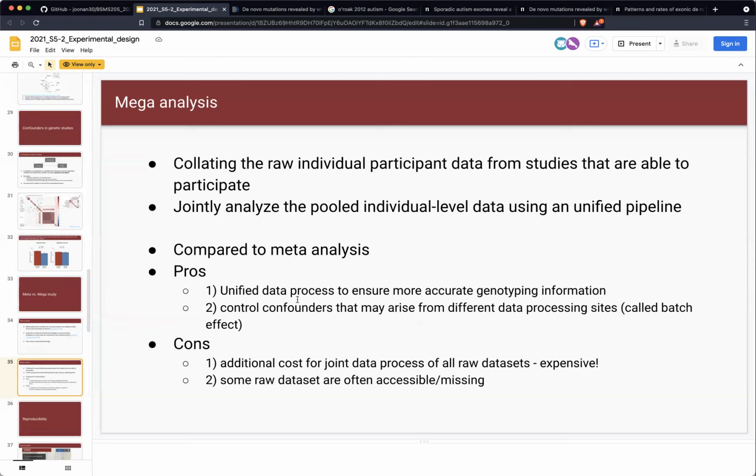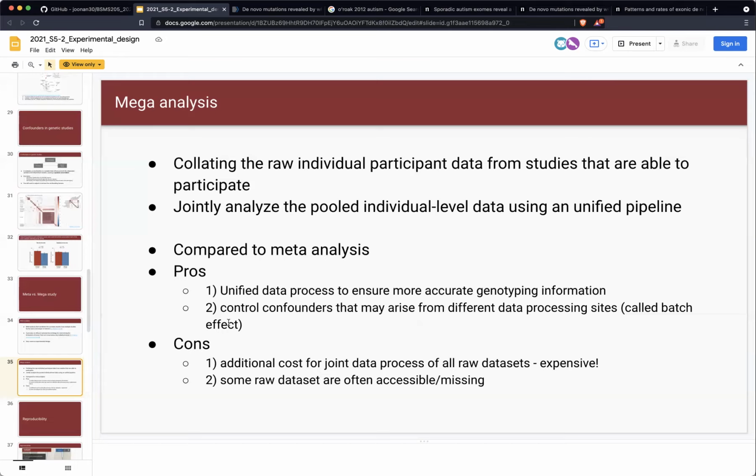But then the problem of the mega analysis is that it is very expensive, because you have to pay additional cost, right? You basically pay for collecting raw data from others, right? Because you have to pay for the data transfer, like you have to buy disk space or a computational server, then you have to spend your money on the data processing, right? Or sometimes the raw data sets are missing, or not accessible, right? So these things are the disadvantages of mega analysis.